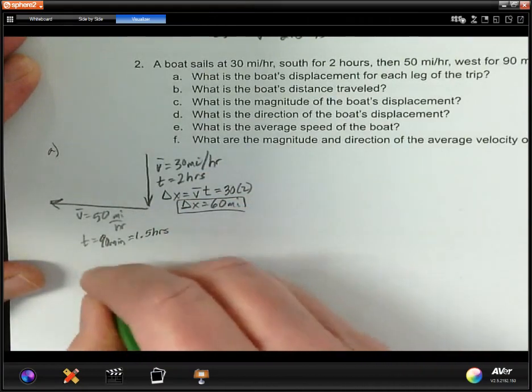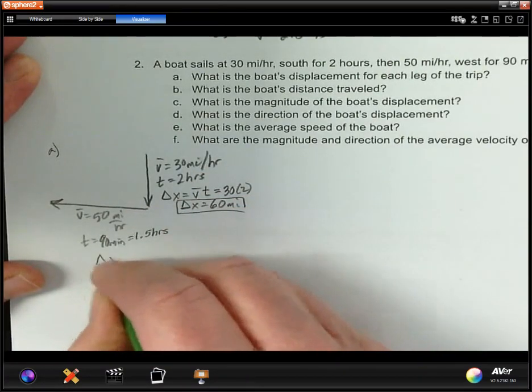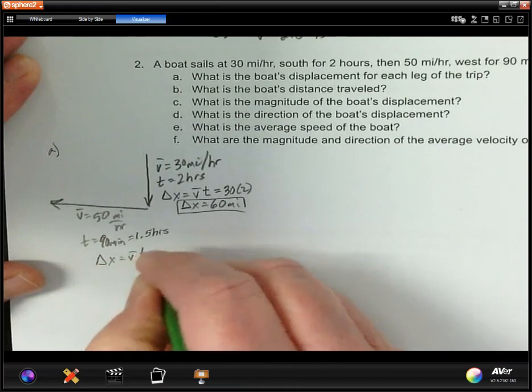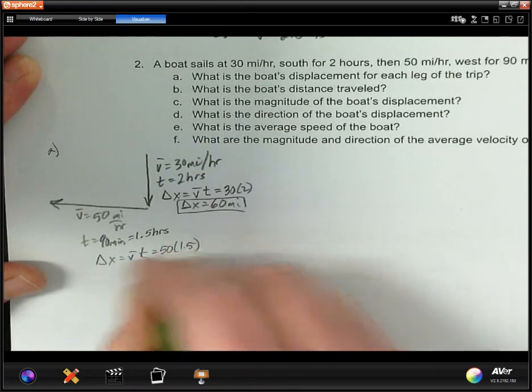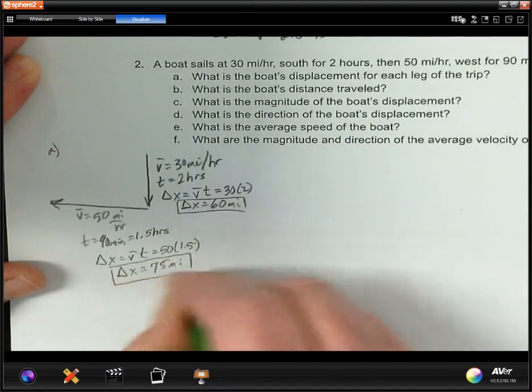And then over here for this one, delta x is going to be 50 times 1.5. Delta x is going to be 75 miles. So that was A.